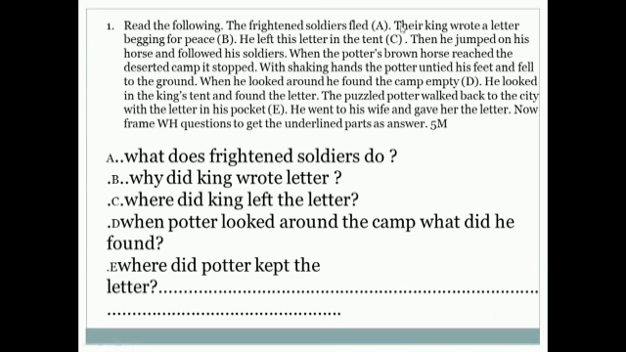The frightened soldier fled. The king wrote a letter begging for peace. He left this letter in the tent. Then he jumped on his horse and followed his soldiers. When the potter's brown horse reached the deserted camp, it stopped. With shaking hands, the potter untied his feet onto the ground. When he looked around, he found the camp empty. He looked in the king's tent and found the letter. The puzzled potter walked back to the city with the letter in his pocket. He went to his wife and gave her the letter.